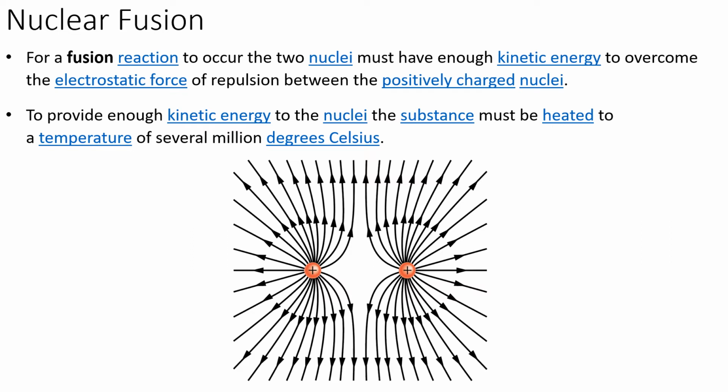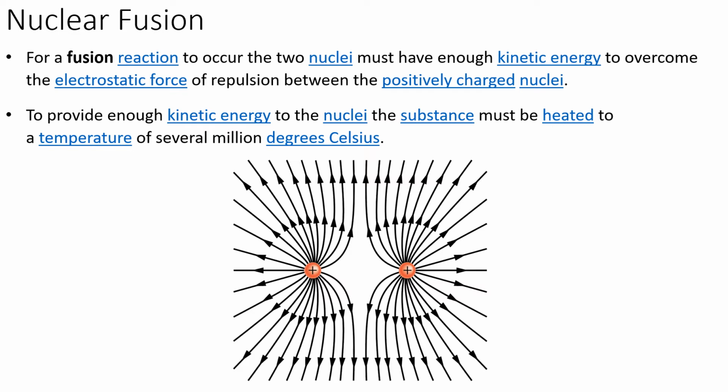So to provide enough kinetic energy to the nuclei, the substance must be heated to a temperature of several million degrees. By heating it up, you make the particles move faster, until they are moving so fast that the protons are able to overcome the electrostatic force of repulsion.